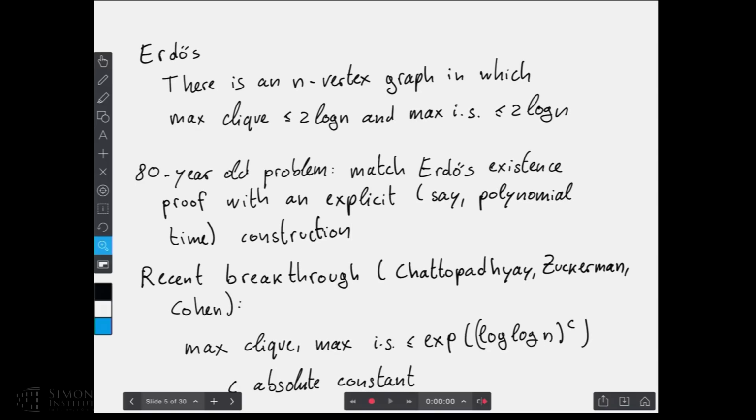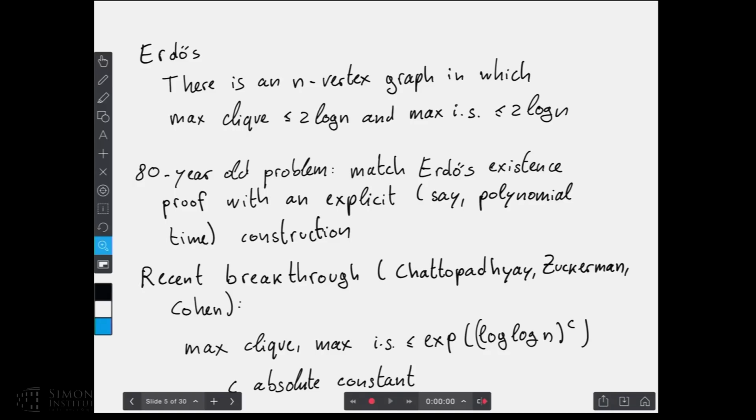Erdős invented the probabilistic method to show the log n was tight by showing that with good probability, if you pick an n-vertex graph at random, both the maximum clique and the maximum independent set will be of size about order of log n, 2 log n in this case. It's a factor of 4 between the upper bound and the lower bound. So this happened about 70, maybe almost 80 years ago.